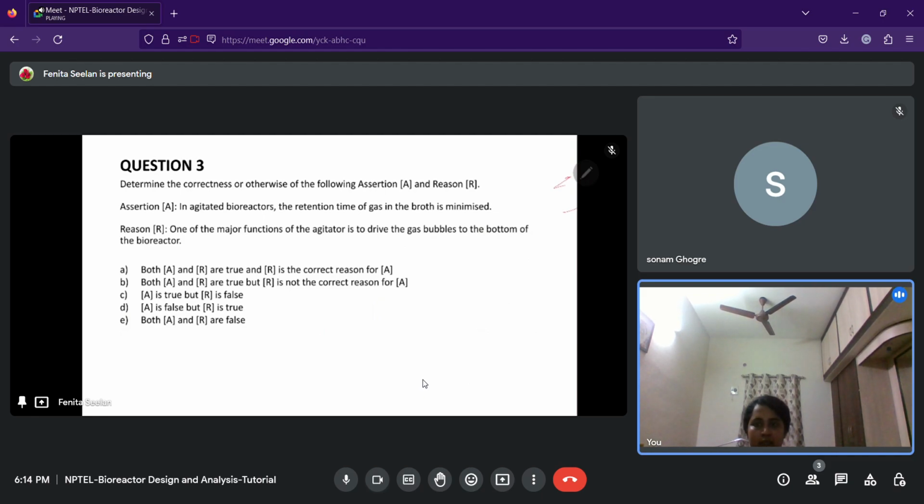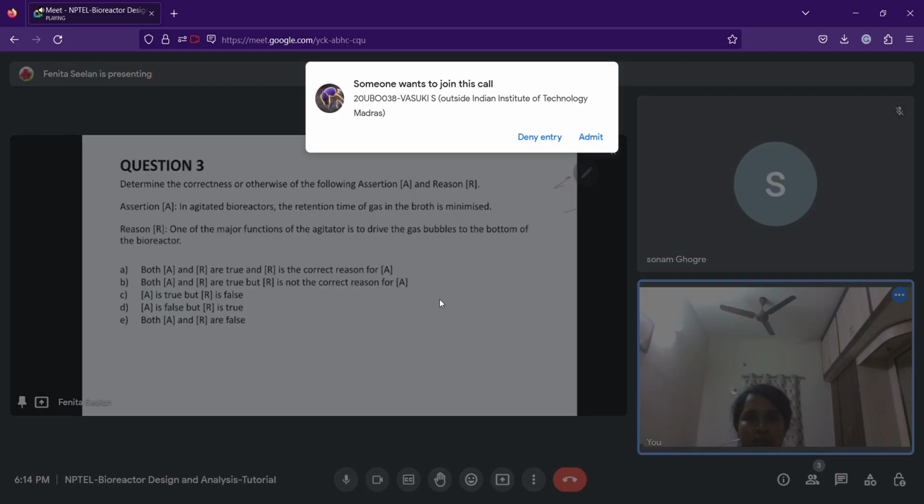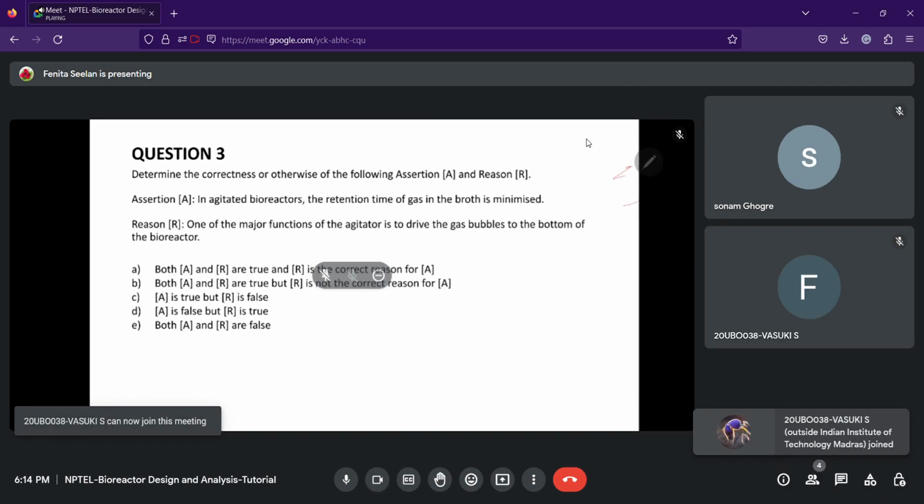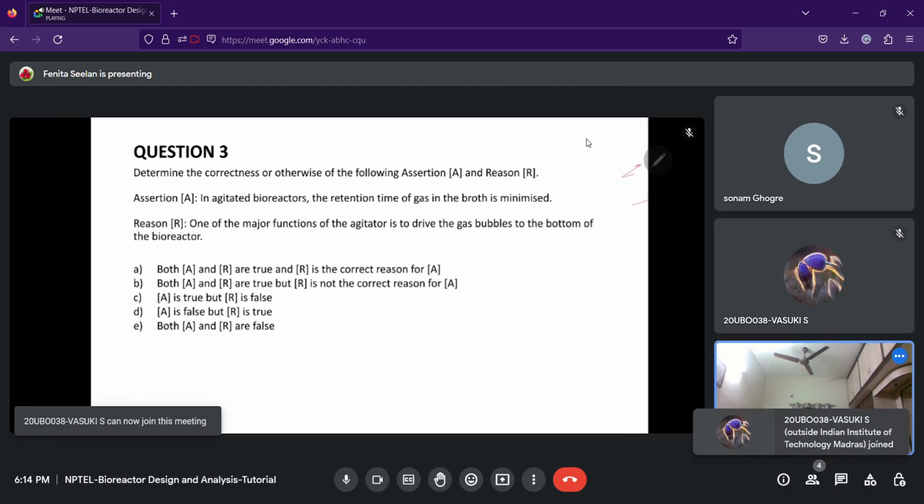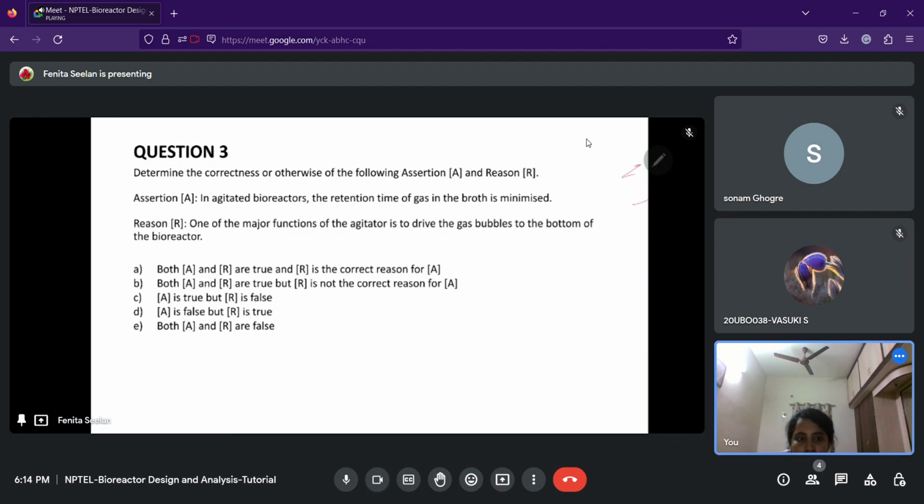You can take a minute or two to read the question and understand what the question is about. So question number 3 is: determine correctness or otherwise of the following assertion A and reason R. The assertion A is: in agitated bioreactors, the retention time of gas in the broth is minimized. The reason R is: one of the major functions of the agitator is to drive the gas bubbles to the bottom of the bioreactor.